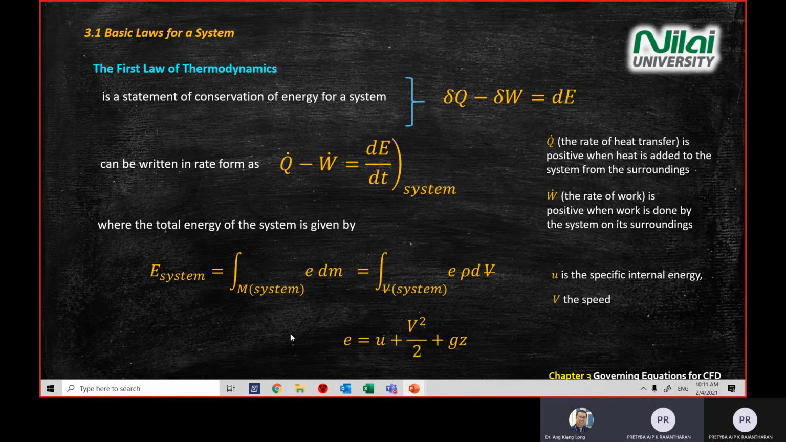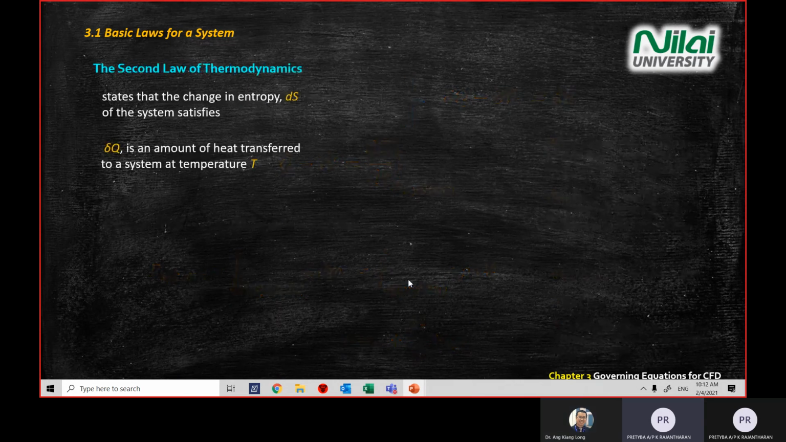And another fundamental equation is E equal to U plus V squared divided by 2 plus gZ. This is very near to the Bernoulli equation that we covered in your year 2 or year 1 module. So this is the second law of thermodynamics, which deals with entropy. So entropy deals with the rate of change of your heat transfer into the system.